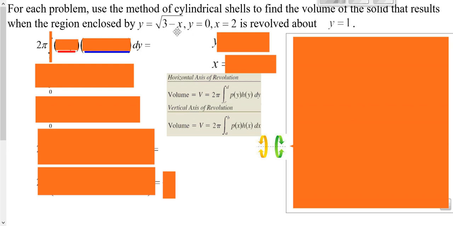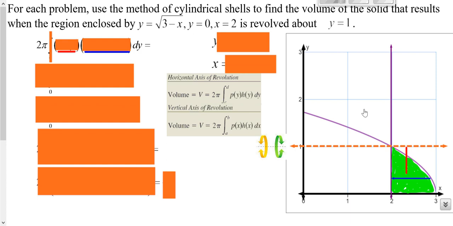Here, we need to go ahead and use shells again. We're dealing with another parabola, y is equal to 0, which is your x-axis, x is equal to 2, and we're revolving around y is equal to 1, which is a horizontal line. Horizontal line, or axis of revolution, we know we're going to be dealing with y's. If we graph this, we would have our parabola. We'd have our x is equal to 2. We'd have our x-axis down here, so we're looking for the shaded region that's bound by all 3 of those, which is what's here in green.